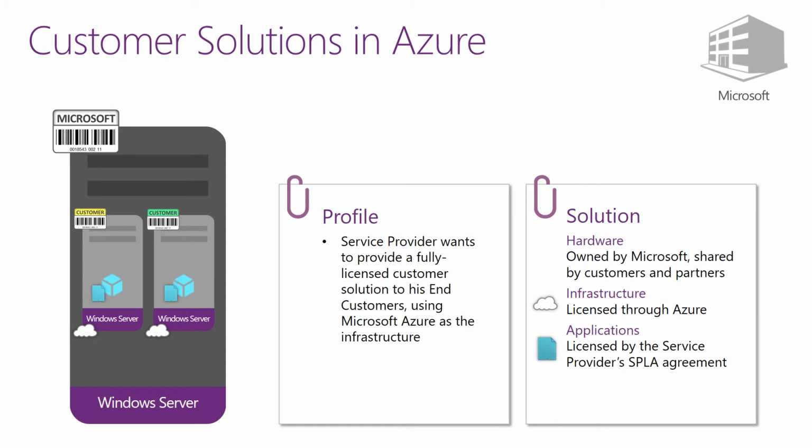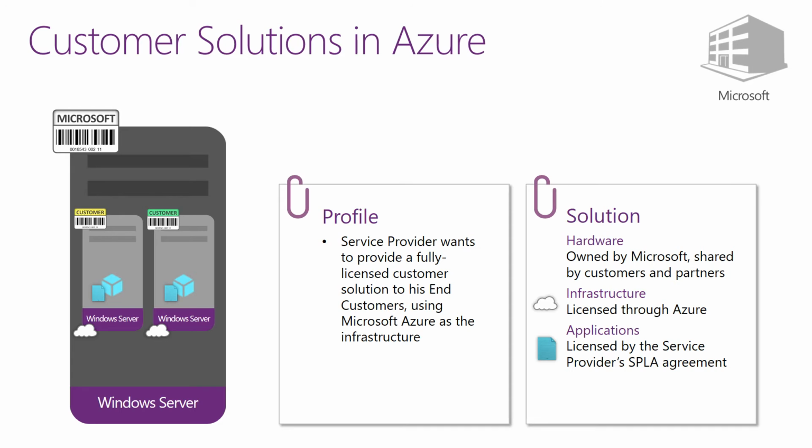So far, many of the solutions we've looked at concern the licensing of the Microsoft applications, perhaps SharePoint delivered as a software service, for example. But what I want to look at here is when the service provider wants to build his own customer solutions and provide them through Azure. Here you can see I've made the applications blue to indicate that these are solutions provided by the service provider. You can also see that I've licensed these applications where appropriate with SPLA.